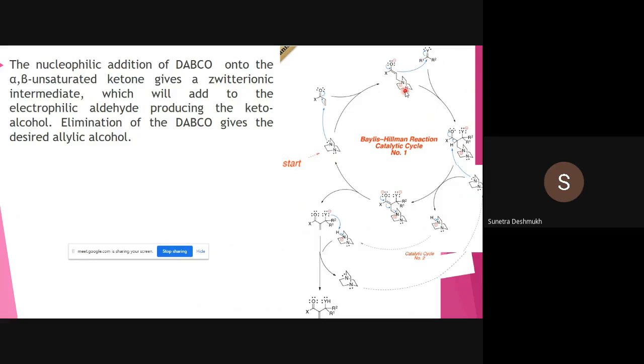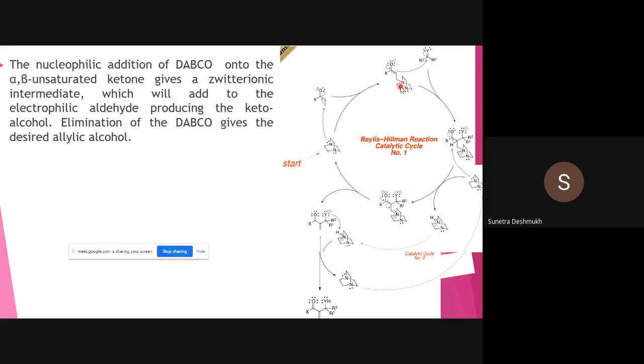Zwitterion means a positive charge and a negative charge localized on electronegative atoms. The zwitterionic intermediate is nothing but this: here you can see the positive charge is located on the nitrogen atom and the negative charge is located on the electronegative oxygen atom. So both are electronegative atoms, nitrogen as well as oxygen, and they possess two opposite charges. As you know, nitrogen cannot possess this positive charge for a longer time, still it is possessing the positive charge to stabilize our alpha beta unsaturated carbonyl compound.